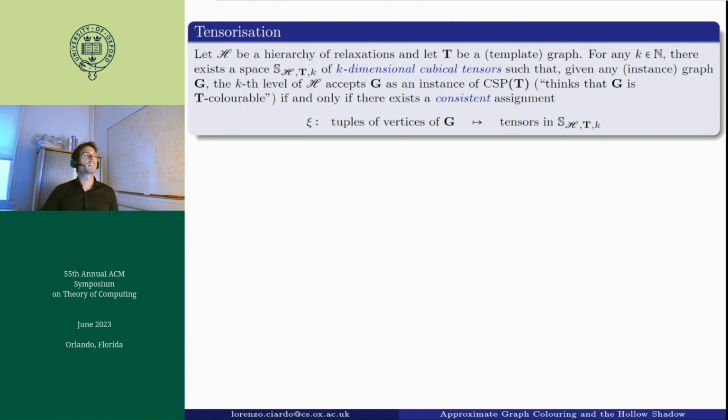And this space has the following property. Given an instance graph G, the kth level of the hierarchy accepts G as an instance of the CSP, so it thinks that G is T-colorable in a way, if and only if there exists an assignment, a map Xi, taking tuples of vertices of the instance and returning tensors in the space.